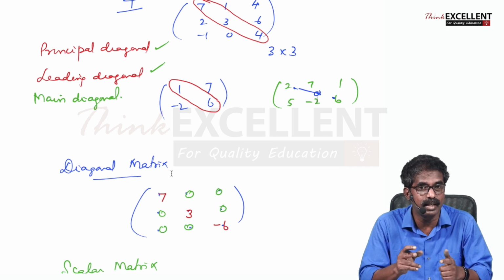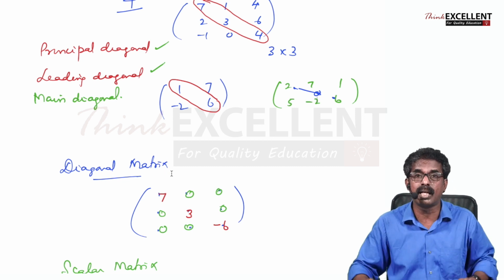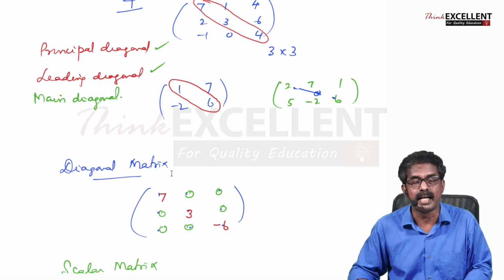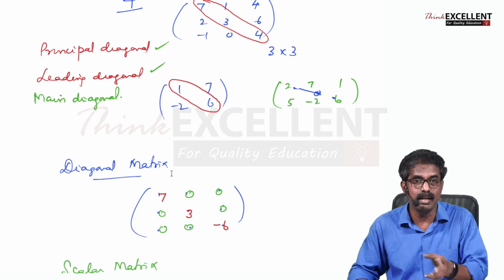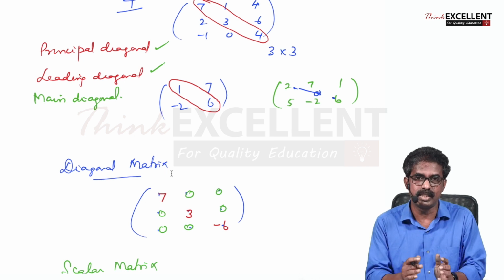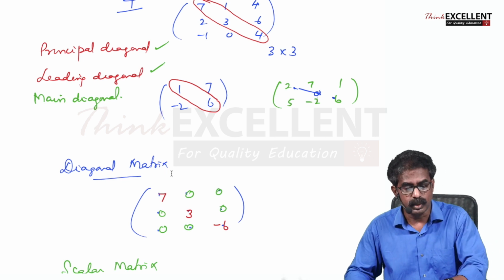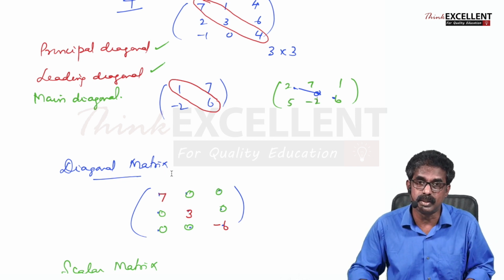Diagonal means, which diagonal do we mean? The leading diagonal, okay? So there you have some elements, all other elements are zeros. Such a matrix we call as what? Diagonal matrix. So diagonal matrix means it is a square matrix in which except the diagonal, other elements are zeros. Even in the diagonal, 1 or 2 elements may be 0, no problem.